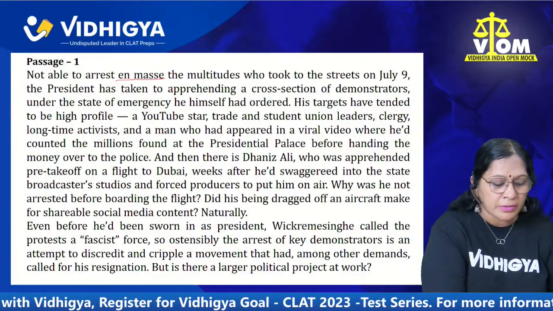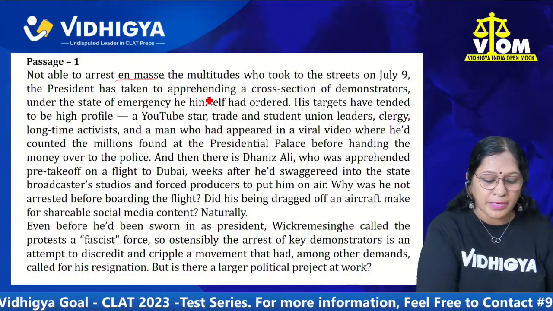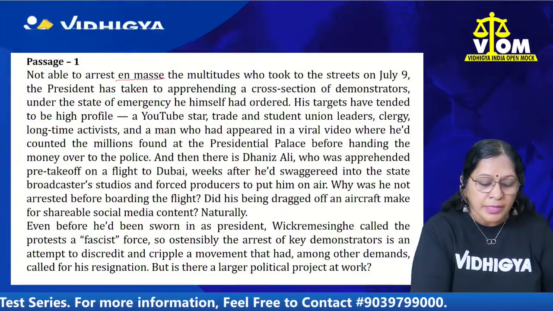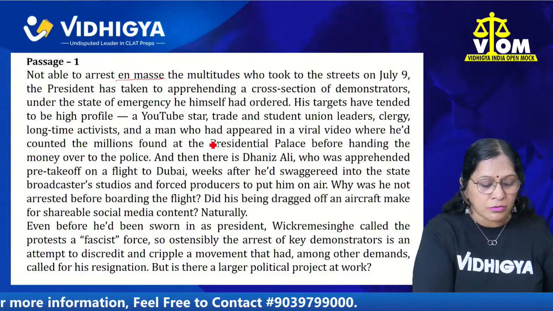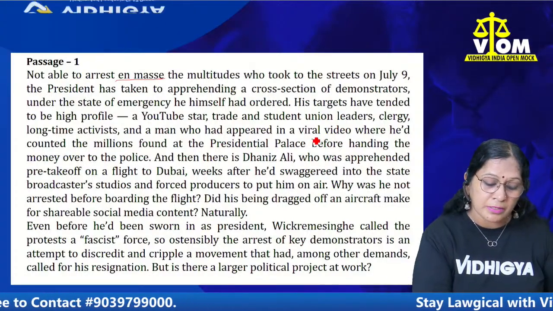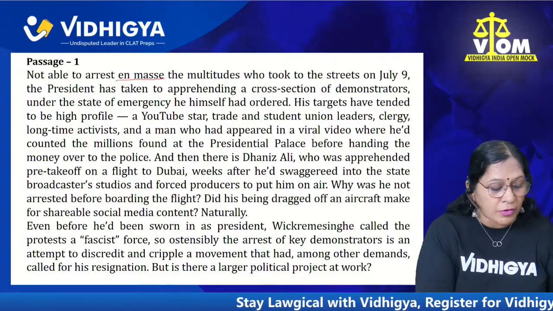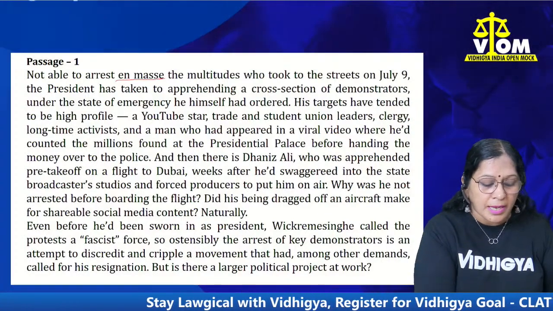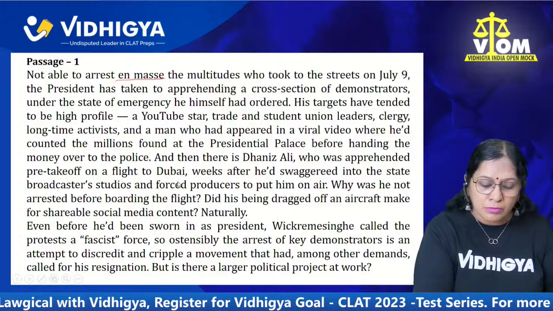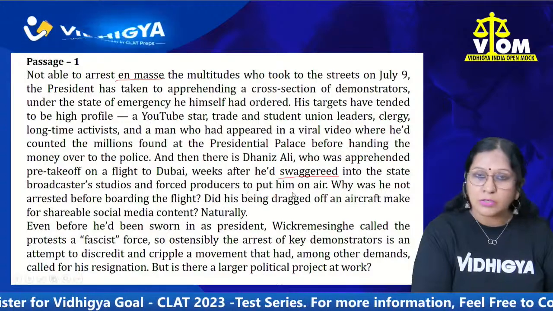So, not able to arrest en masse, the multitudes who took to the streets, the president has taken to apprehending a cross section of demonstrators under the state of emergency he himself had ordered. His targets have tended to be high profile, a YouTube star, trade and student union leaders, clergy, long-time activists, and a man who had appeared in a viral video where he had counted the millions found at the presidential palace before handing the money over to the police. And then there is Danis Ali, who was apprehended pre-takeoff on a flight to Dubai weeks after he'd swaggered into the state broadcasters' studios and forced producers to put him on air.